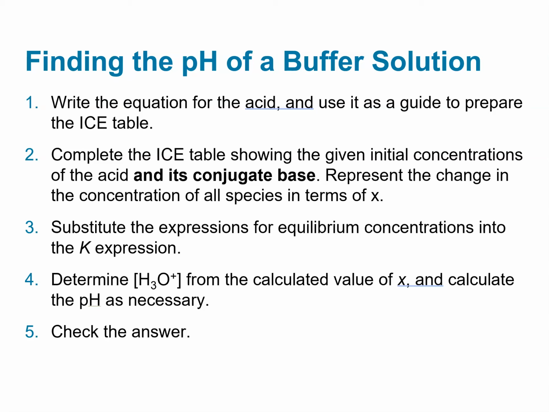Then you substitute the expression for the equilibrium concentrations into K. It's very important. And then once we have those expressions of x substituted in for K, you can determine the concentration of hydronium or acid from the calculated value of x, and then calculate pH as necessary. Then you want to check your answer as a final step.